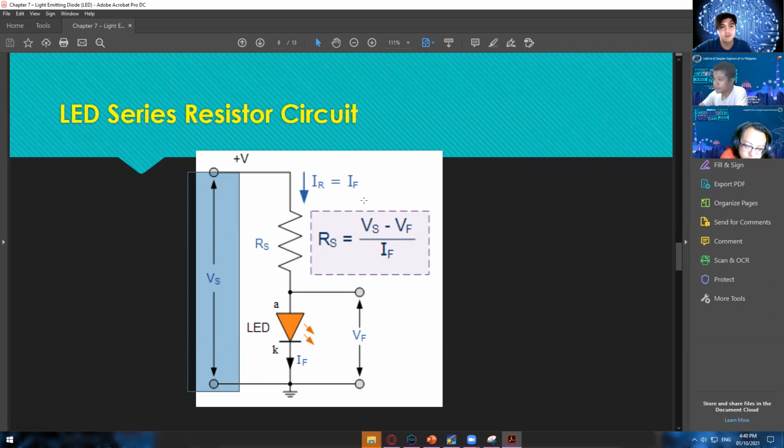Okay, and then we have here the one and only formula for this one in finding the series resistance. Okay, so Rs is equal to Vs minus Vf divided by If. Okay, and here we're going to solve the value of Rs wherein we'll have a perfect, let's say, output or result of our LED.